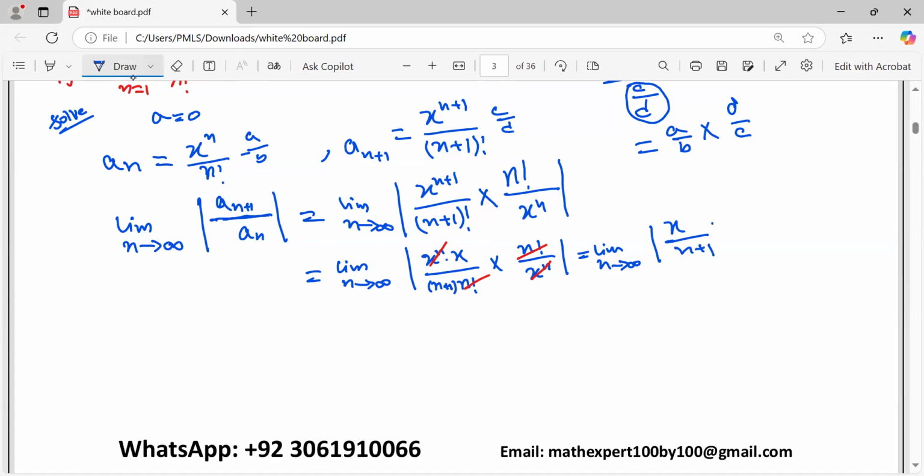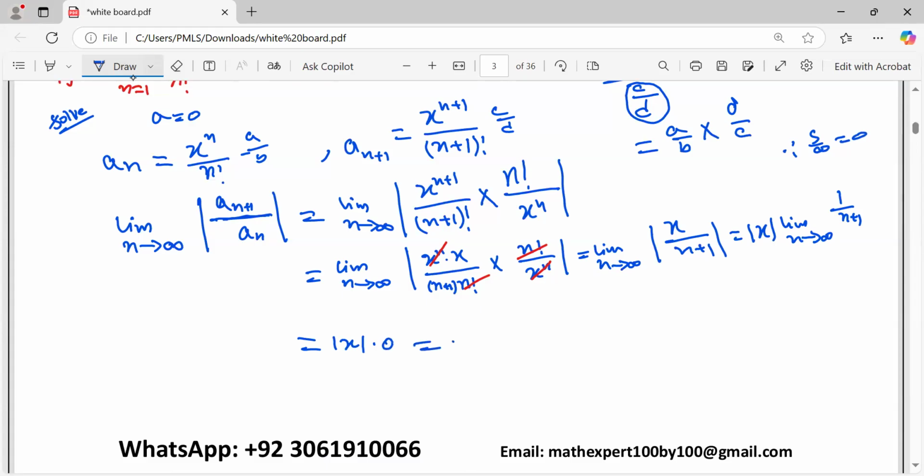We can also write it as mod x, because x doesn't have any power of n. That is why it is independent of n, so we can take it out of the limit, leaving the limit as n approaches infinity of 1 over n plus 1. I remove the mod here because n starts from 1 to infinity, so this is a positive number, and the mod of a positive number is also positive. In this case, 1 over n gives us the answer 0. We know that something over infinity is equal to 0, so we get the answer 0.